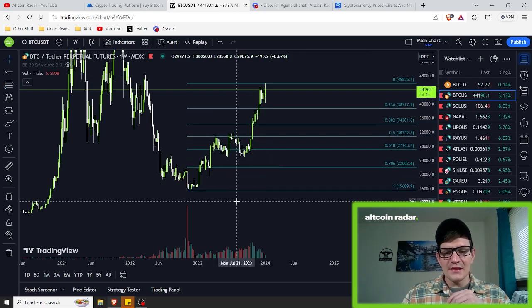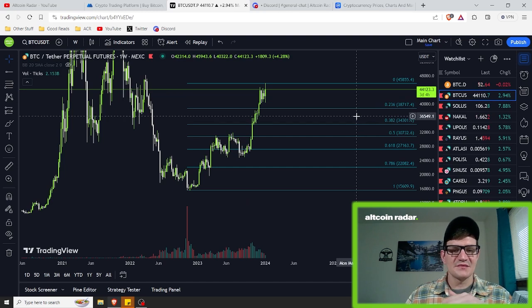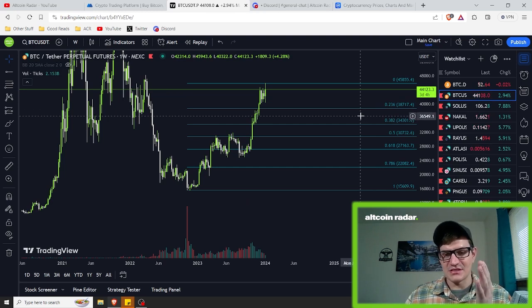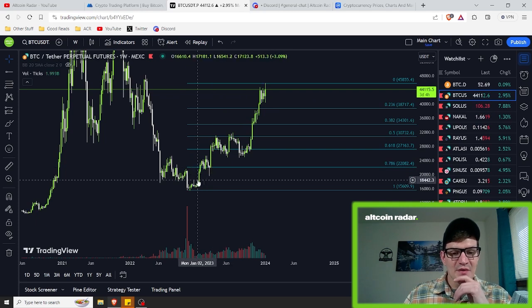Now, the way that you would read this, this is the example that I'm talking about. You would read each one of these lines as basically a support or a resistance level. A lot of times price will bounce off of these levels, and as you guys can clearly see, that has happened quite a bit.